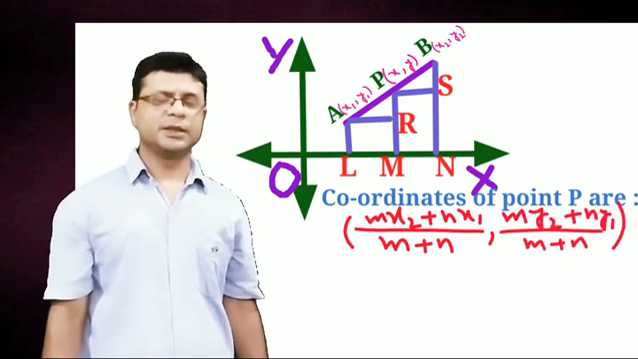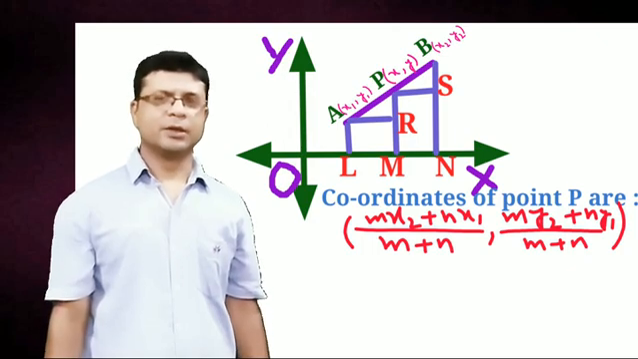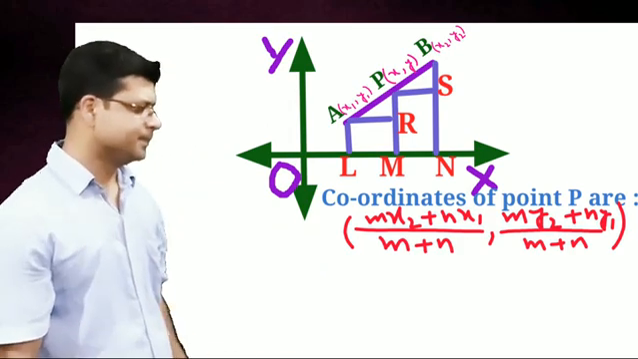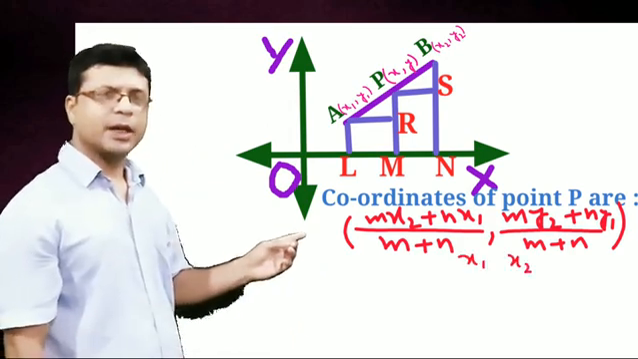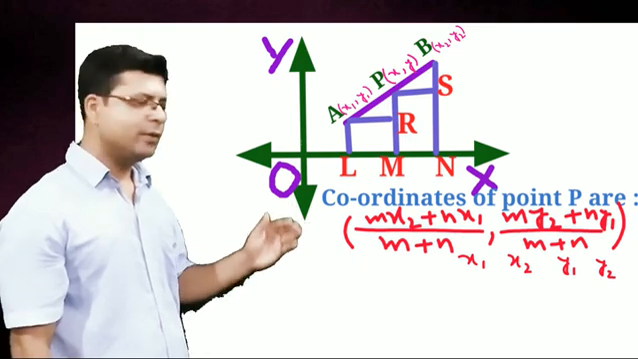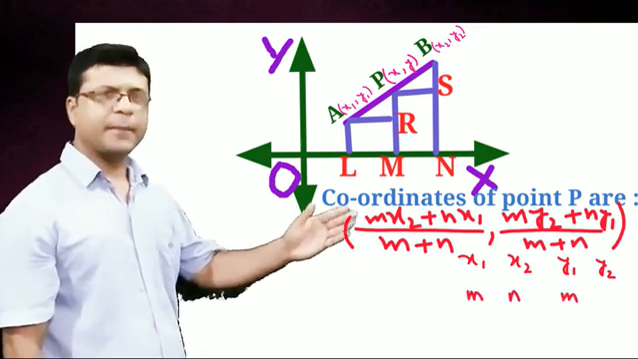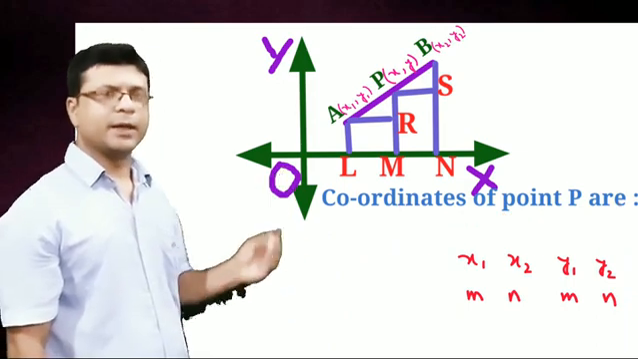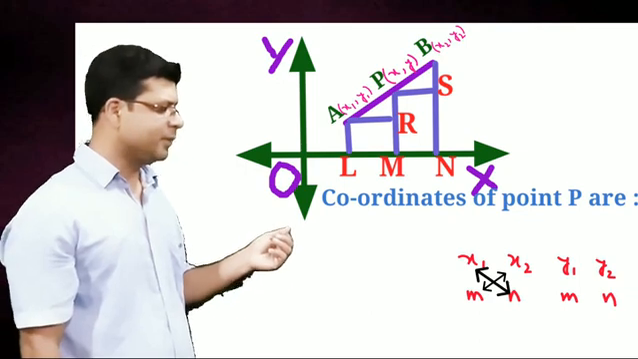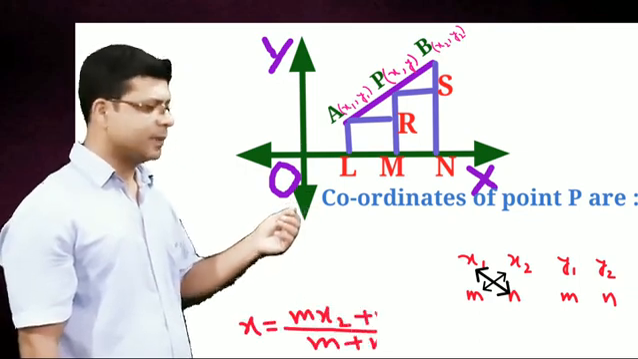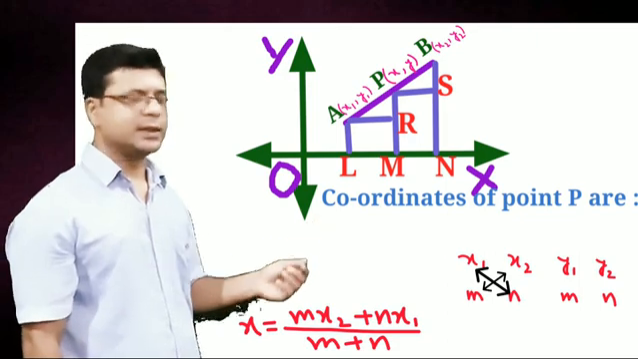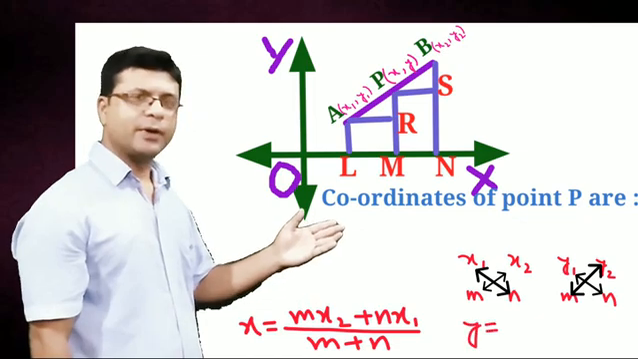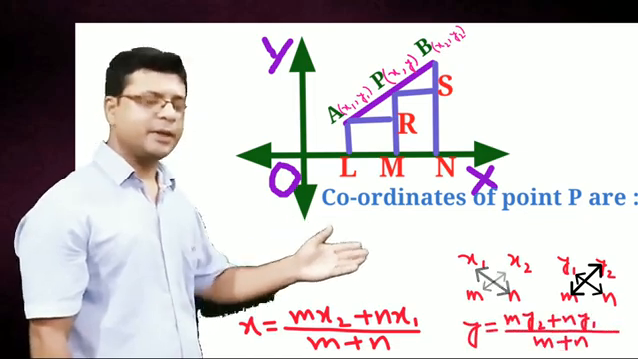Now some students may think this is a very hard formula. It is not like that. There is a trick, you can remember it easily. So what we do, let us see it here. We write like this, x1, x2, y1, y2. Then below it, let us write m, n, m, n. Then for x, cross multiply, then add. So what we are observing, x equal to mx2 plus nx1 divided by m plus n. In the case of y also, cross multiply. So we are getting y equal to my2 plus ny1 divided by m plus n.